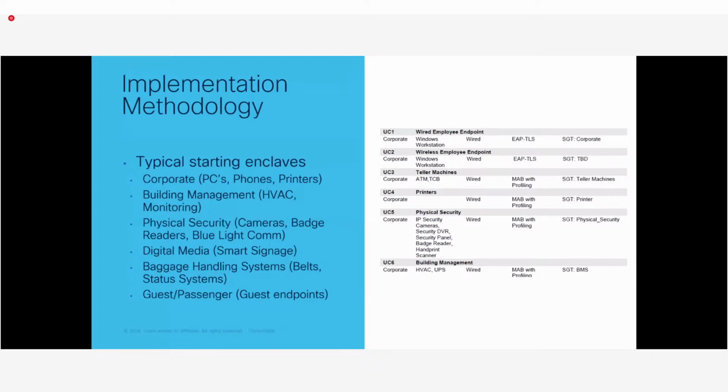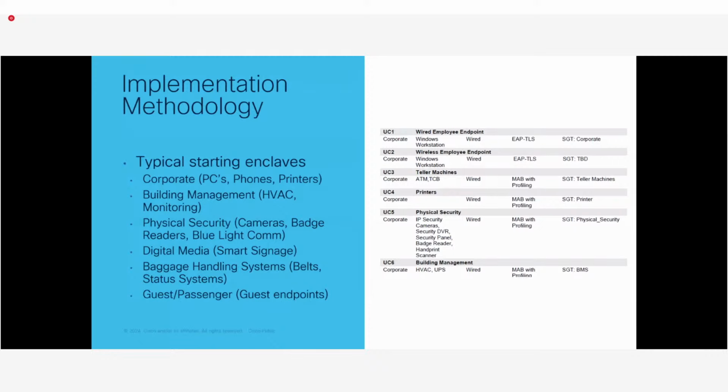Digital media, smart signage, baggage handling systems, guest and passenger type endpoints. These are all use cases that we see on a daily basis with our variety of customers. And each of them really has to be understood in terms of its implication. First off, starting with that contextual identity piece, what that contextual identity means to the network overall.